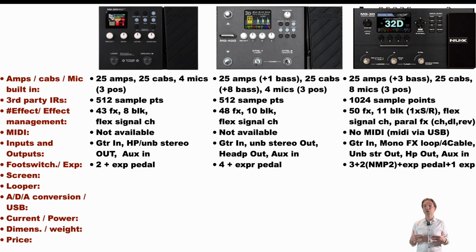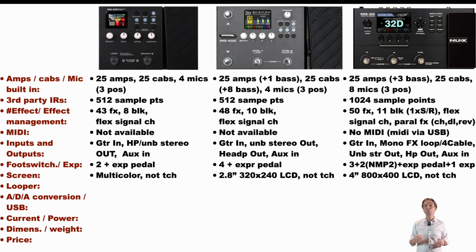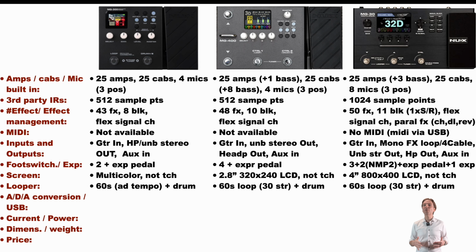The screen of the MG 300 is really small, where the MG 400 offers a 2.8 inch screen and the one of the MG 30 is the bigger one. This is a big improvement going from the 300 to the 400. The looper is basically the same for all three units, as far as I know.